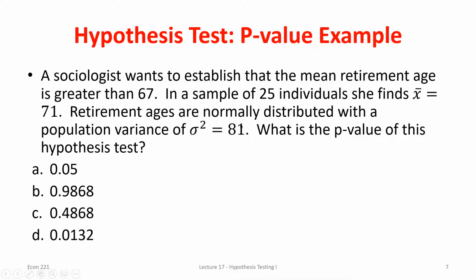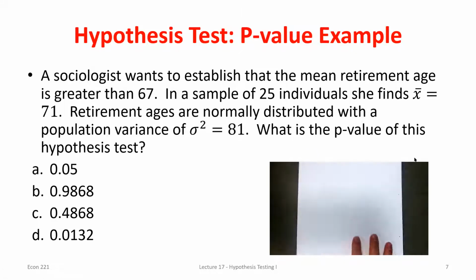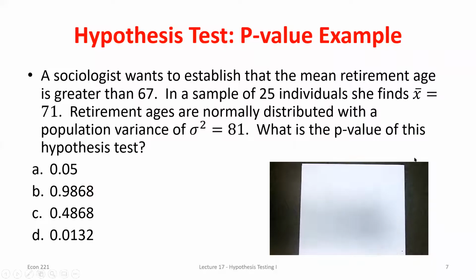Yeah, sorry, I'm jumping ahead. We'll work through another example before we get to the discussion of type 1, type 2 errors. So let's say we have a sociologist and he wants to test for whether the mean retirement age is greater than 67? So right away, first step, identify our null and alternative hypothesis.